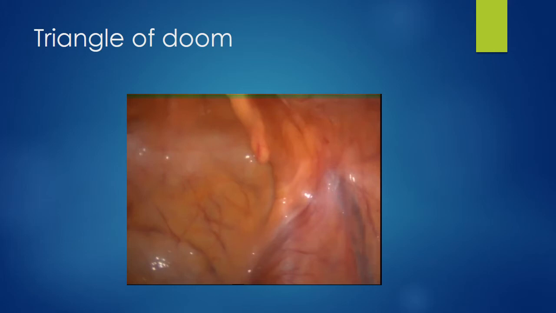This would be the internal ring or the area of the indirect hernia. This would be the area of the direct hernia. You can see a little depression here, which is a small weakness in the posterior wall. But this is the triangle of doom. When you dissect in this area, one has to be aware that the external iliac vessels are right here, just under the peritoneum.